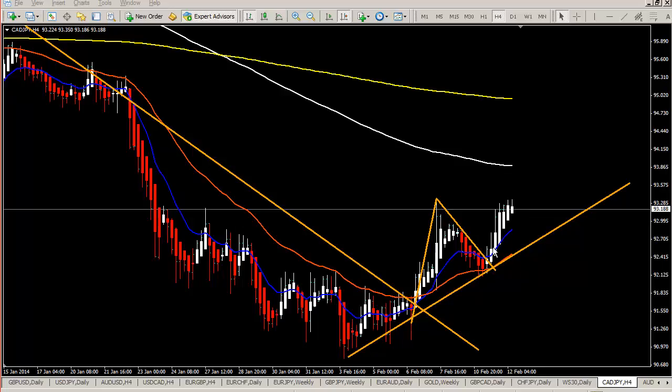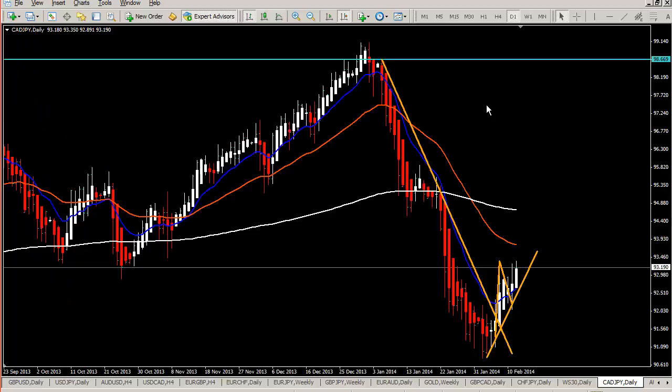So 4-hourly 1 to 3 target on the day, targeting daily 36, and also trying to turn a day trade into a swing trade is a powerful thing. So well done, John, here.